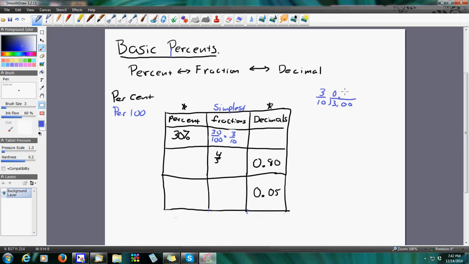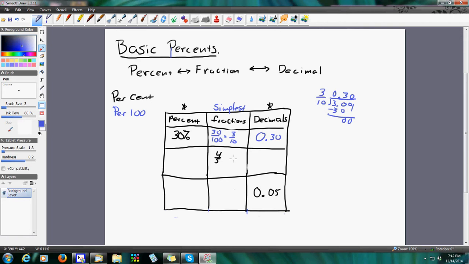0 times 10 is 0. 3 times 10 is 30. When I subtract, I get 0. Bring down my 0. And so my answer as a decimal is 0.30. And I hope you weren't paying attention to that.